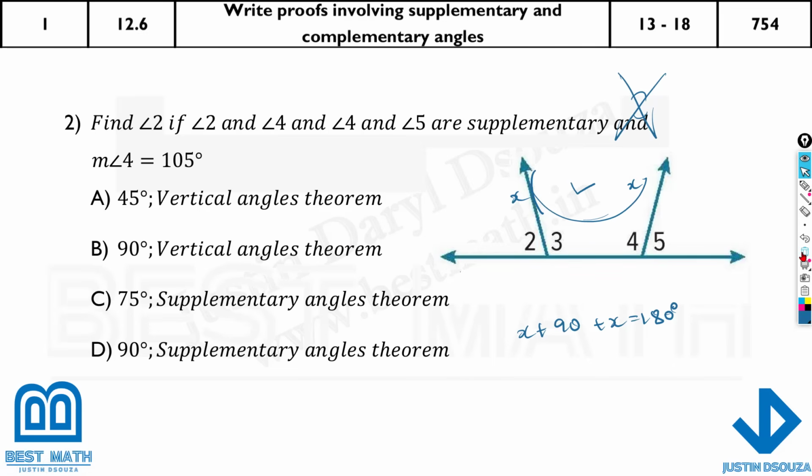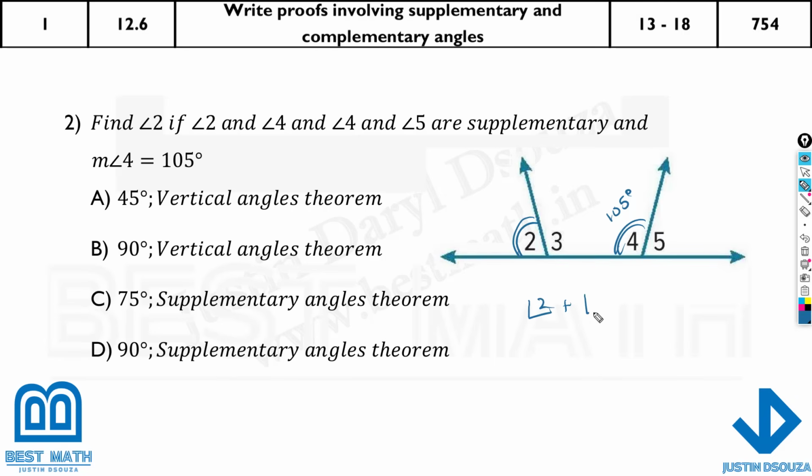What about this one? Here they have told us angle 2. We need to find angle 2. And 2 and 4, you can see this angle 2 and 4 are supplementary. And angle 4 is 105 degrees. Okay, this is 105. And this is supplementary. So we need to find angle 2. When we add these two, angle 2 plus angle 4, what must be the total angle? 180. Why? Because it's supplementary angle theorem.